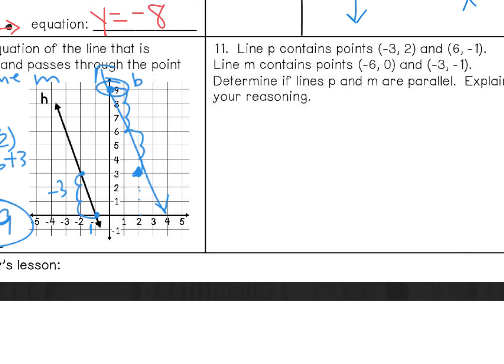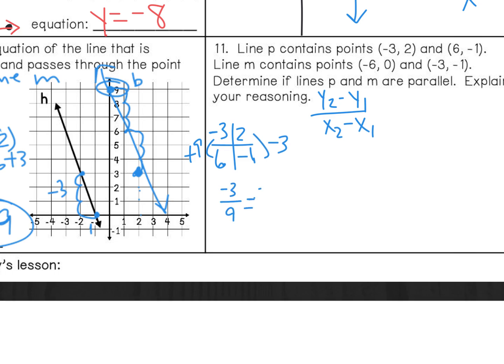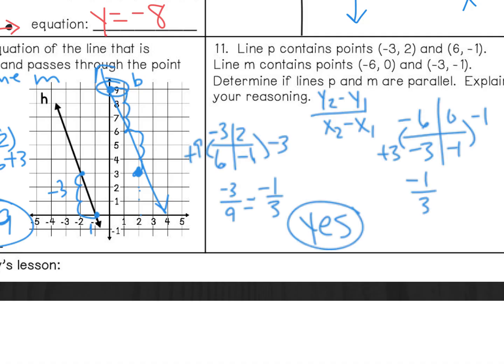So you've got options. If you did y2 minus y1 over x2 minus x1, you could have made a mini table and done change in y over change in x. Either way, make sure you're very careful with your signs. So -3 and plus 9. So my slope on this first set of points is -1/3. If I did -6, 0 and -3, -1, this is -1. This is plus 3, -1 over 3. Are they parallel? Yes. Our reasoning is our work. Our slopes were the same.